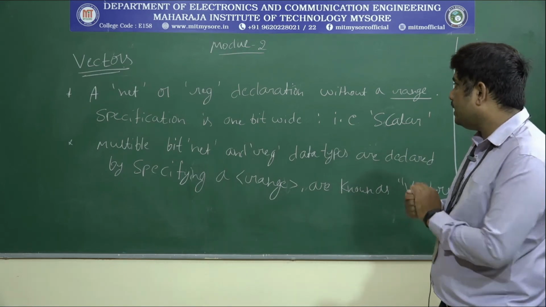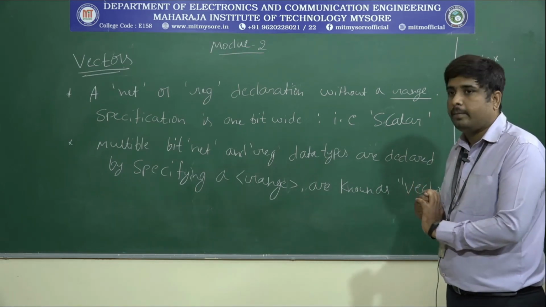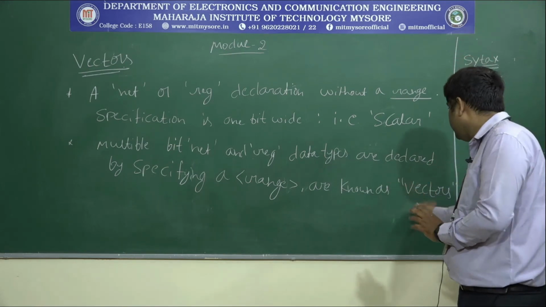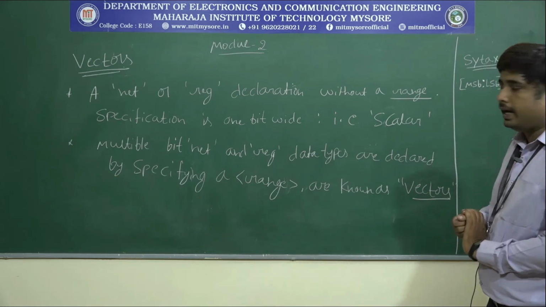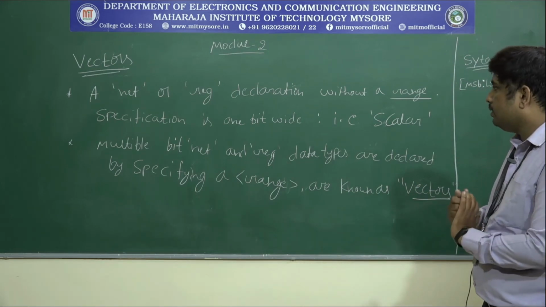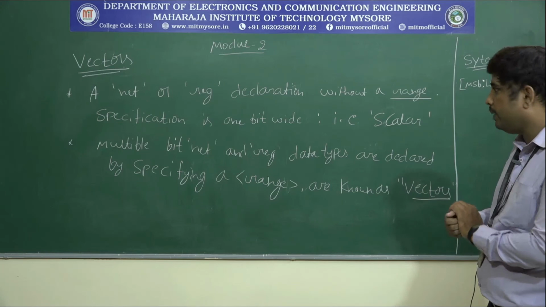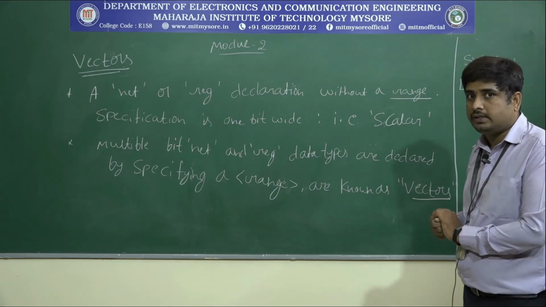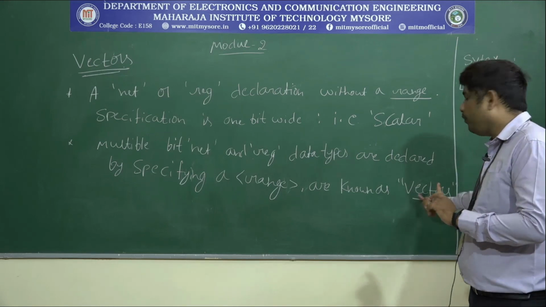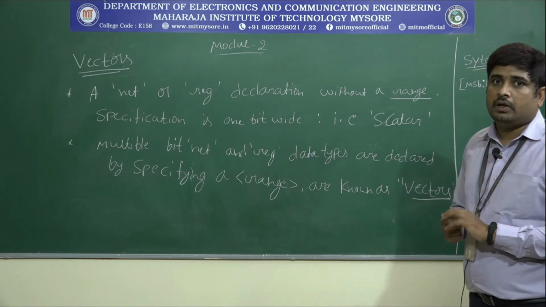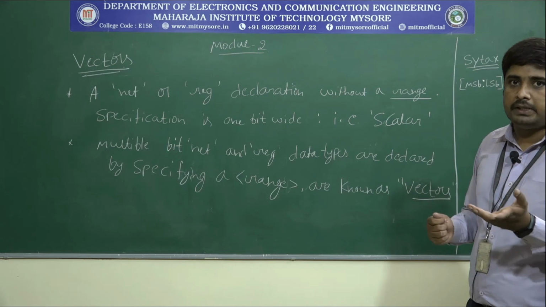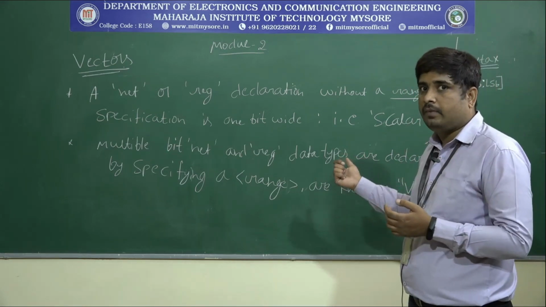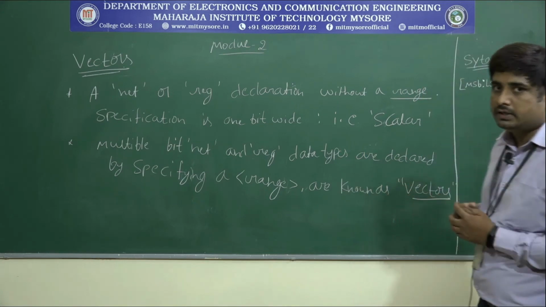Multiple bit net and register data types are declared by specifying a range. We name them vectors. Again I repeat, multiple bit, that is more than one bit, data types are declared by specifying a range, and we call them vectors. It means if you want more than one bit, at that time we have to use this vector type. Let us write the syntax for this vector.